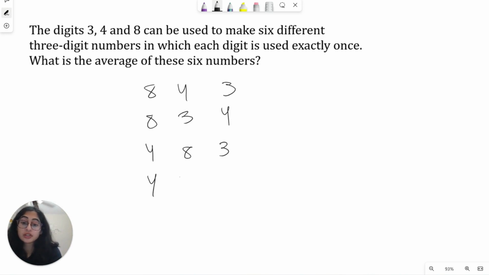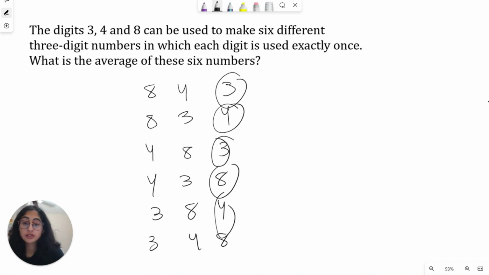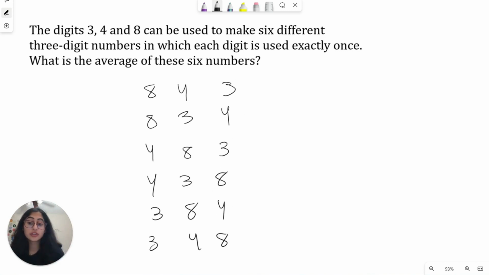We can also switch these around and go 438. And then our last two options are 3, 8, 4 and 3, 4, 8. Well, do you notice anything interesting about all these combinations? And I'll give you a hint. It has to do with their place value. Well, in each place, each digit shows up twice. So what I mean by that is in the ones place, there are 2 3s, 2 4s, and 2 8s. And you can notice this in the tens place and the hundreds place as well. There are 2 of each number.